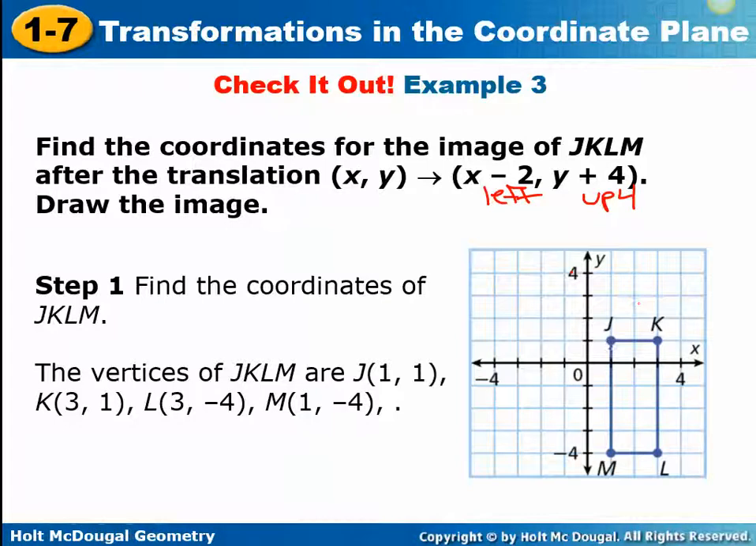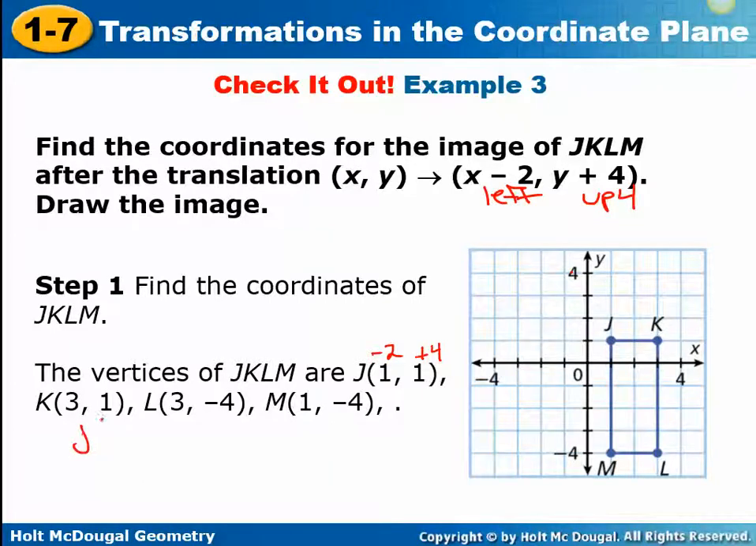So you find the coordinates by taking each of the coordinates they already had. J right now is 1, 1. That's the point. K is 3, 1. L is 3, negative 4. And M is 1, negative 4. So for each one of them, we're going to follow that rule. We're going to subtract 2 from the x coordinate, and we're going to add 4 to the y coordinate.